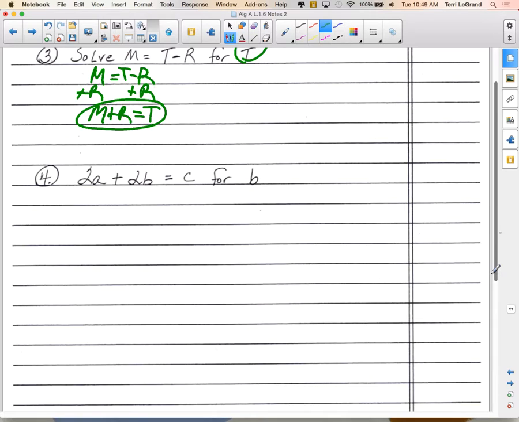Okay. Number 4, 2a plus 2b equals c. What are we supposed to solve it for? B. Is it solved? What's it solved for right now? C. C, yeah, C is by itself. So we need the b by itself. So we need to look on the side where b is. So it's b that we want alone. So we look over here and we say, oh, there's the b right there. What's happening on that side?